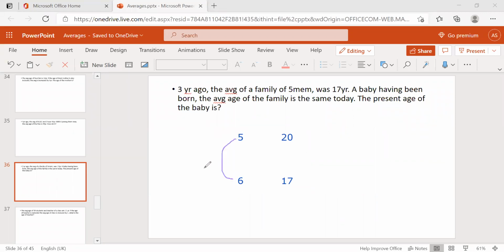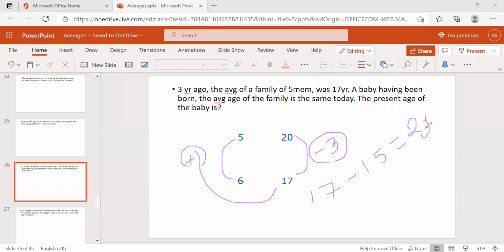Now, what's the difference here? Plus 1. And what's the difference here? This minus 3. See, minus 3. Minus sign is very important. It's decreased here, decreasing. And same thing, 1 into 17, 17. And minus 3, minus 3 into 5. It's nothing but 15. So it's, what it says, 2 years. Or the baby age, 2 years. Here, the sign is very important. Okay, sign is very important.